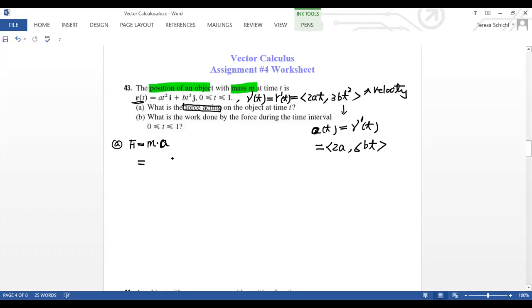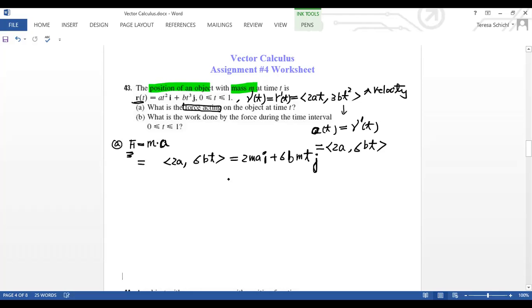So for part A, they ask, what is the force acting on the object at time t? It will be just m times (2a, 6bt). So this will be 2ma i plus 6bmt j. This is your force field, so it's a force vector.